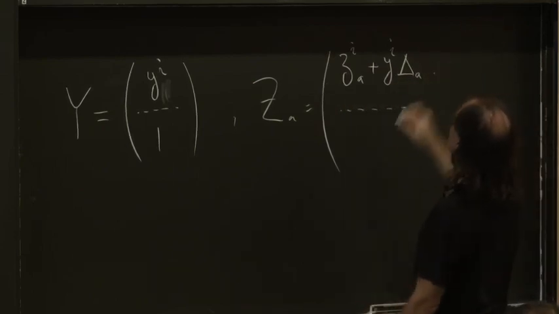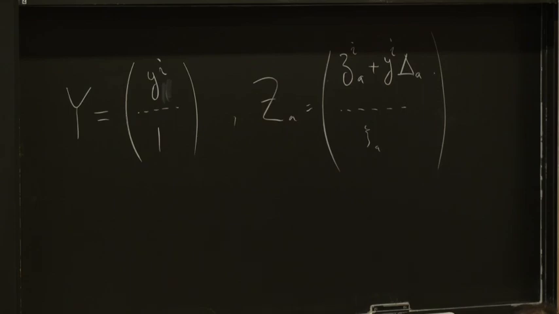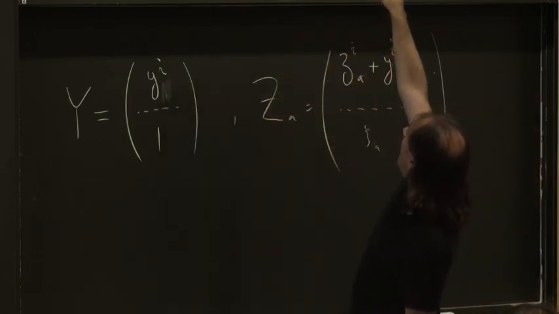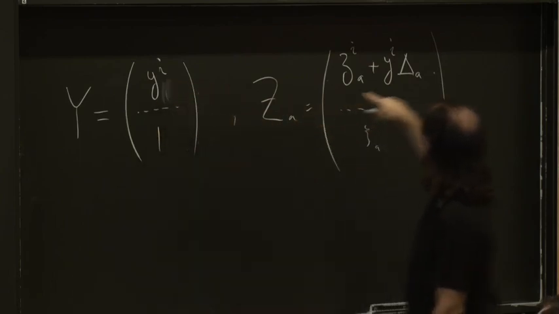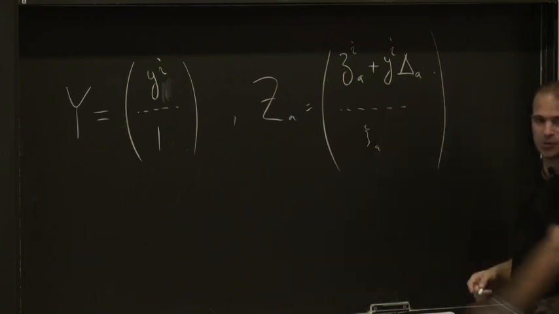And whatever it is downstairs, I don't care. Okay, is it clear what I've done? I've done an SL2 transformation, an SL3 transformation, which just adds y times the bottom component. If I do that on the z's, this is what I get. So if I move y around, I've moved the z's around as well.